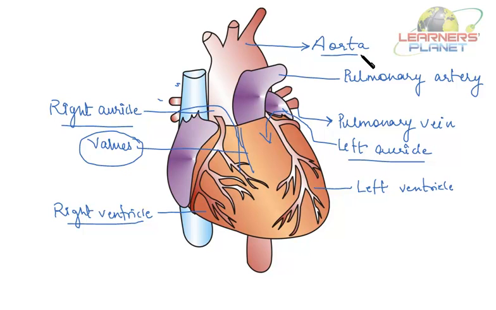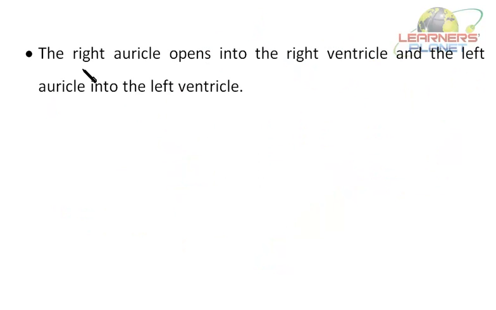So the vessels that bring blood to the heart are the veins, right? Remember this. And one more important point which you need to remember is that the right auricle opens into the right ventricle, and left auricle always opens into the left ventricle. Right auricle into right ventricle and left auricle into left ventricle.